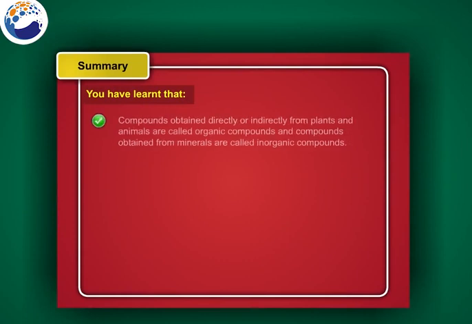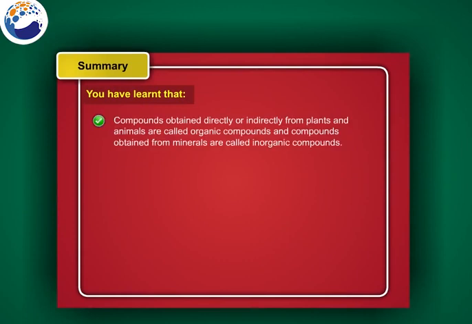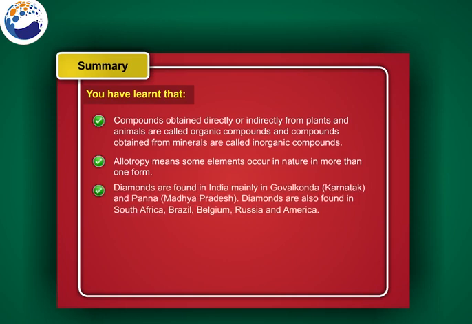You have learnt that compounds obtained directly or indirectly from plants and animals are called organic compounds, and compounds obtained from minerals are called inorganic compounds. Allotropy means some elements occur in nature in more than one form. Diamonds are found in India mainly in Golconda, Karnataka, and Panna, Madhya Pradesh. Diamonds are also found in South Africa, Brazil, Belgium, Russia, and America. Graphite is found in the natural state in Russia, New Zealand, America, and India.